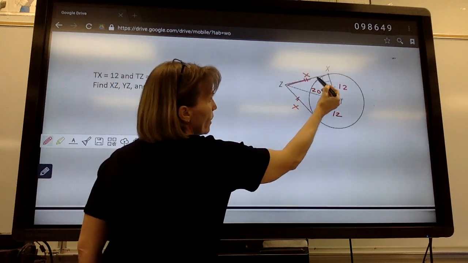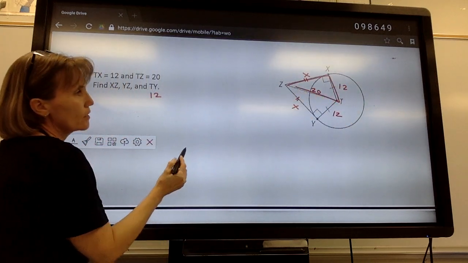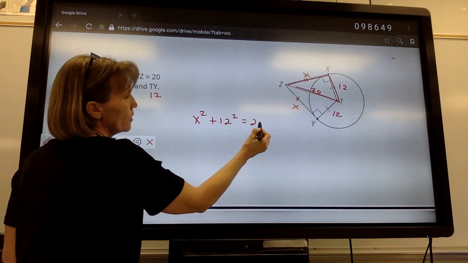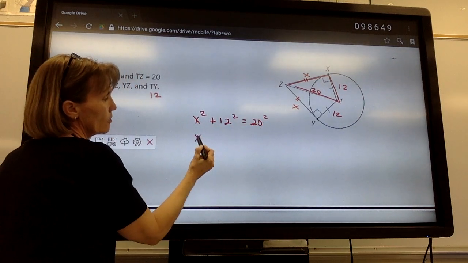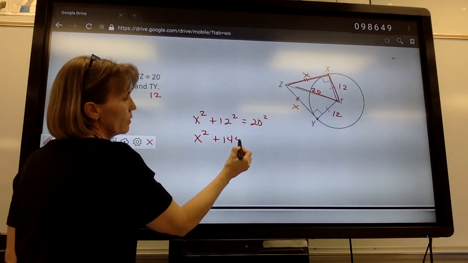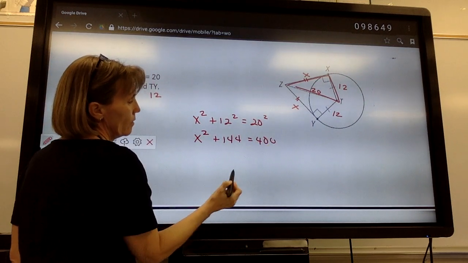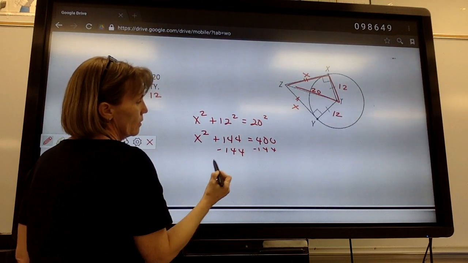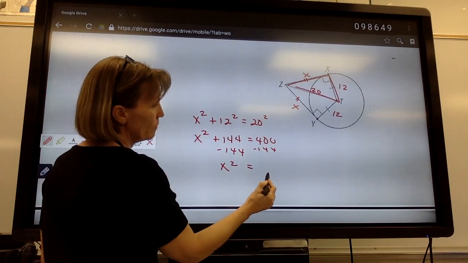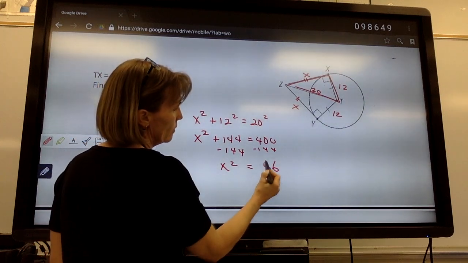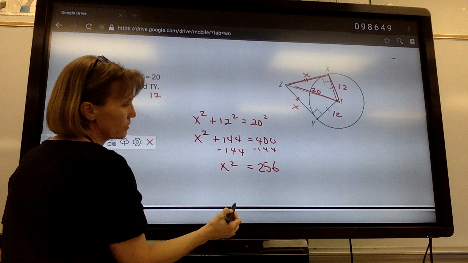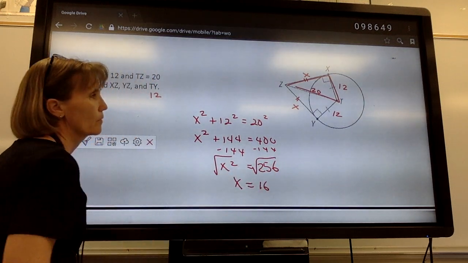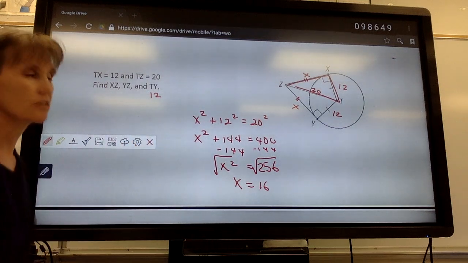This is a right triangle. Okay, 20 is the hypotenuse, so I'd say x squared plus 12 squared equals 20 squared. X squared plus 144 equals 400. Subtract 144 from both sides, and I get x squared equals 256. So if I take the square root, x is equal to 16. So that distance on both sides would be 16 units.